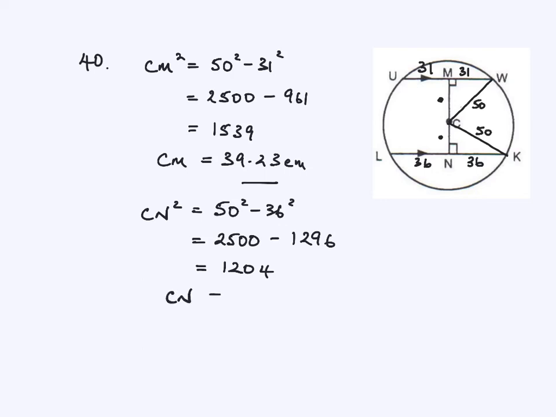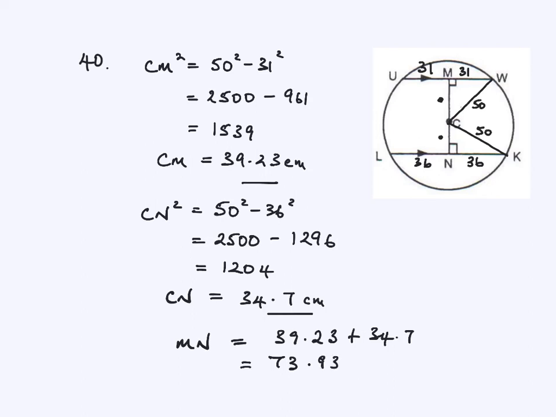Take the square root and we get 34.7 centimetres. So the distance then, MN, can be found by adding both numbers. 73.93 centimetres.